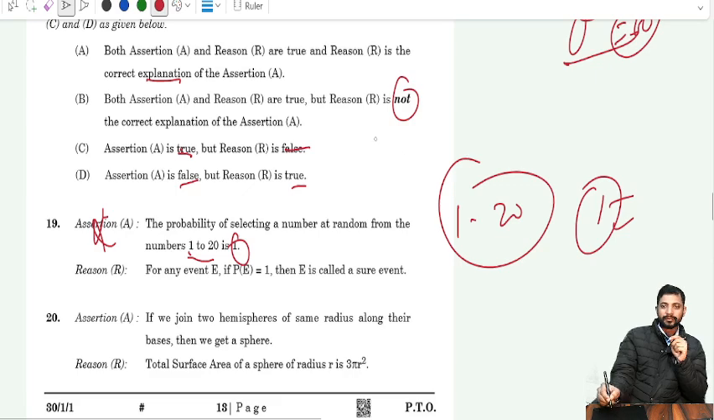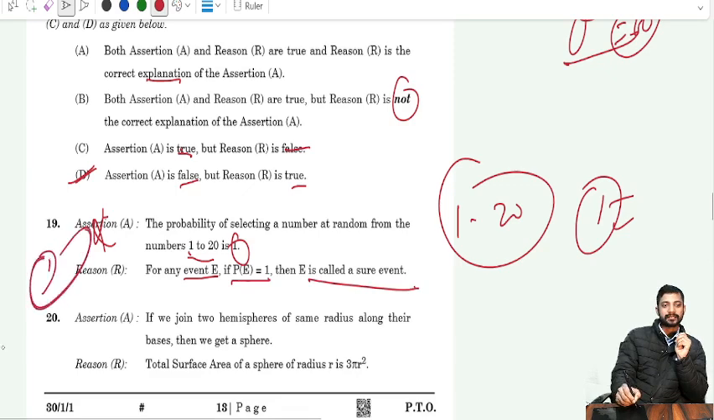Next, you don't have to think about the other options. Why? Because the first is false, and only option D says the first is false. So D is the correct answer of this question. However, you can read the next part also. If an event's probability P is equal to 1, then it is called a sure event. Yes, it is true. So our answer for question 19 is D.